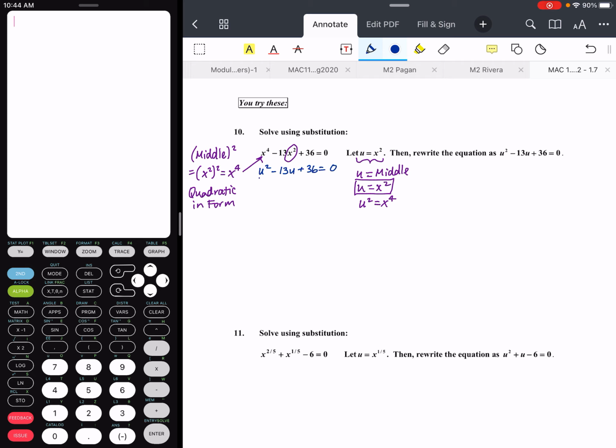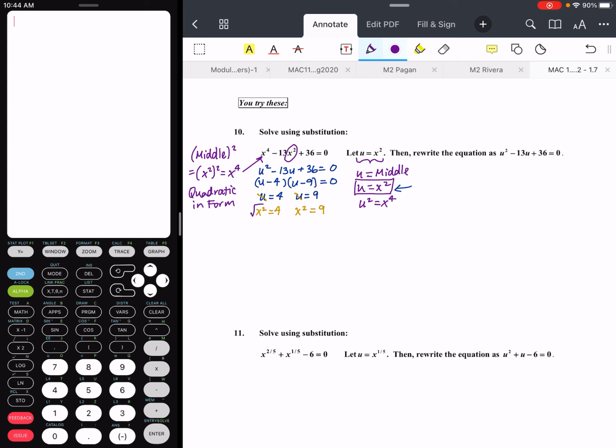I'm going to factor. And let's see, we have u minus 4 times u minus 9 equals 0. Set each of these factors equal to 0, so if u minus 4 equals 0, I get u equals 4, and if u minus 9 equals 0, I would get u equals 9. But I have to go in and replace u with x squared. So where it says u equals 4, I'm going to rewrite that as x squared equals 4. And where it says u equals 9, I'm going to rewrite that as x squared equals 9. So remember, we're trying to solve for x, not for u.